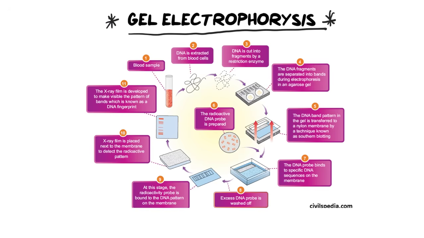But other than that, I'm going to highlight two other things you need to know, and that's really it. But let me just show you how we actually make it. So what we do, step one over here, is we take a blood sample. We extract DNA from your blood sample, specifically your white blood cells, because red blood cells don't have DNA in them. And then what we do is we cut into your DNA using a restriction enzyme.